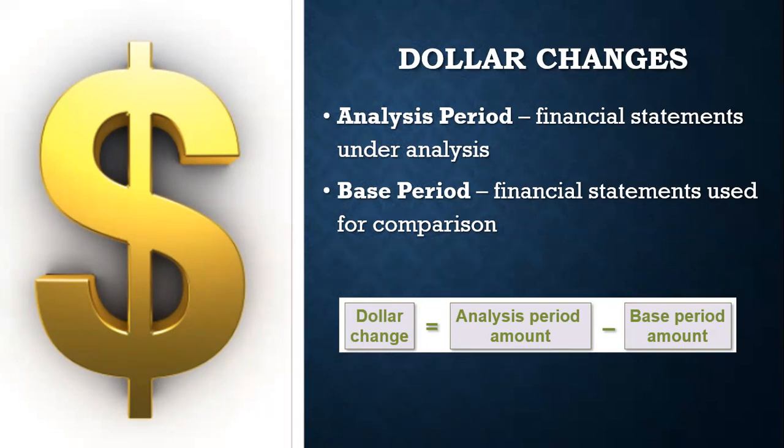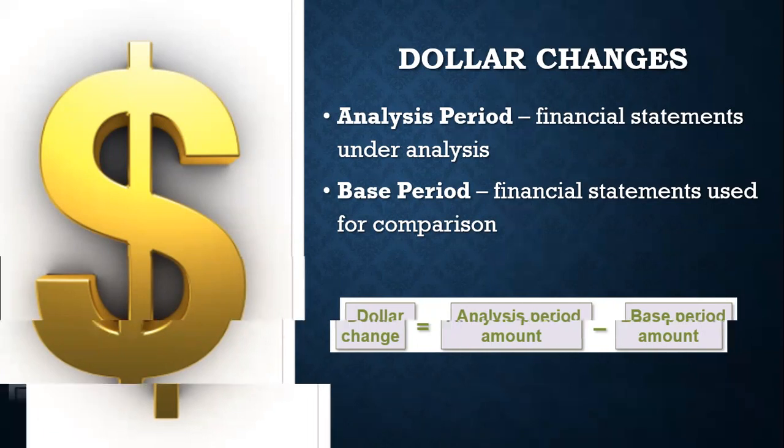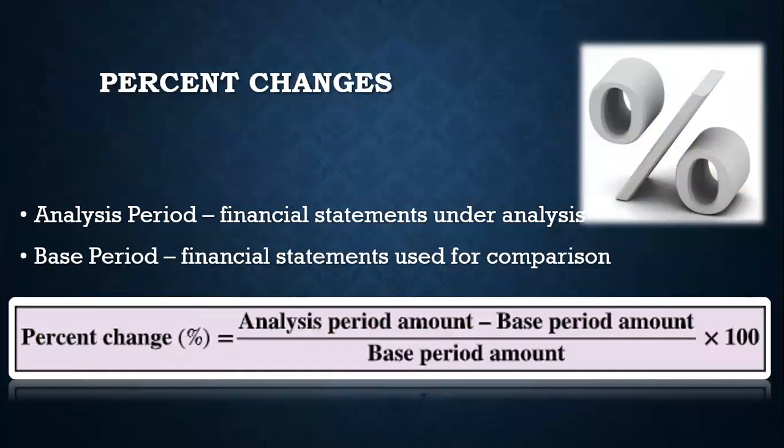The analysis period is typically the most recent period that we want to see how we did compared to the base period. So here we're just finding the dollar change. So in 2021, we made $2 million. In 2020, we made $1.8 million. So we have $200,000 difference. That's the dollar change. Very similar to that, we have the same definitions here for analysis period and base period.